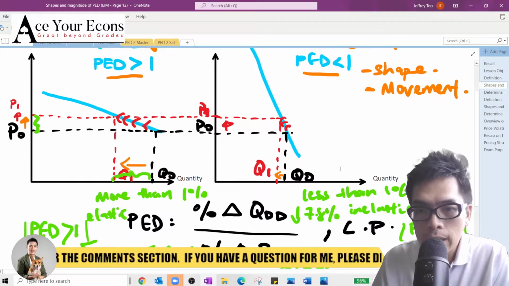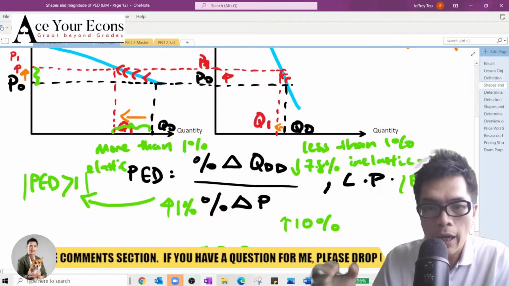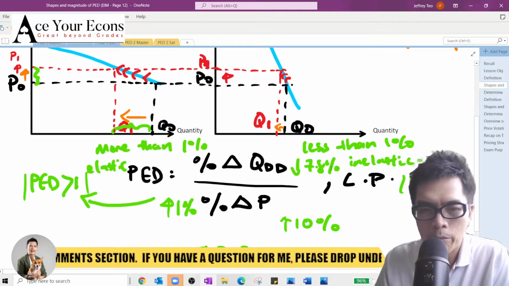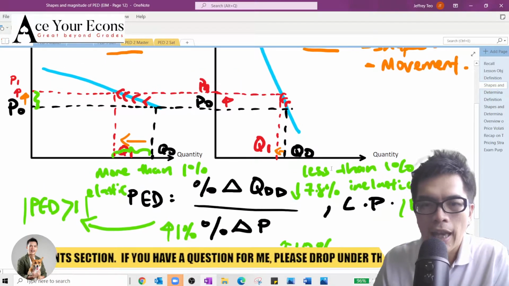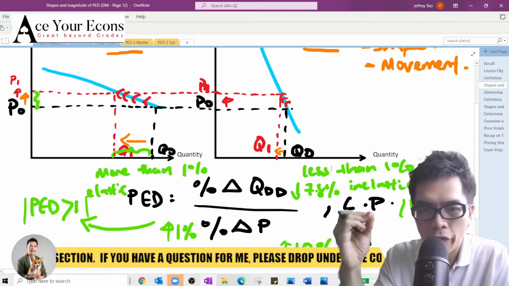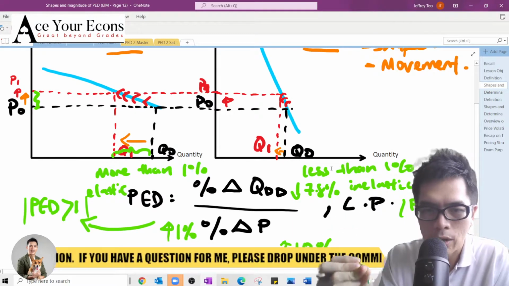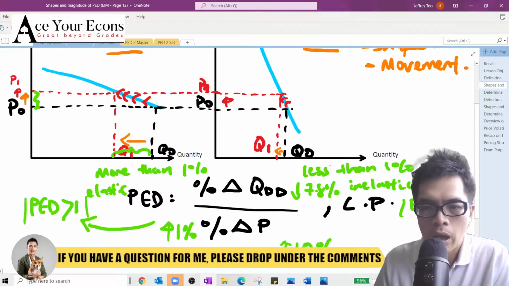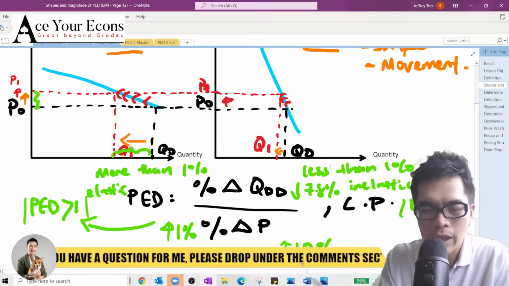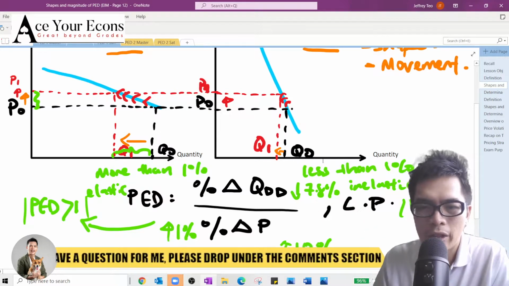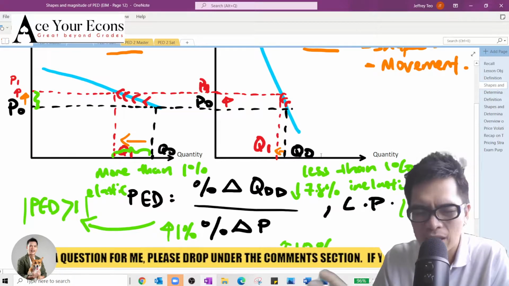Likewise, it is inelastic where a 1% increase in price will lead to a less than proportional fall in quantity demanded. Of course, you can insert any hypothetical values inside. It doesn't really matter.